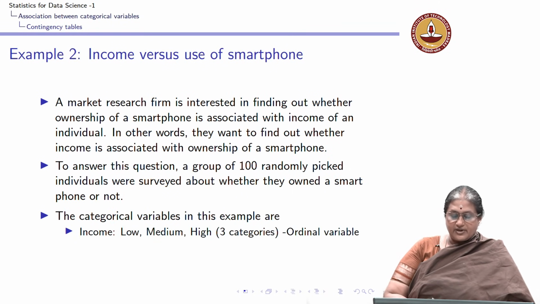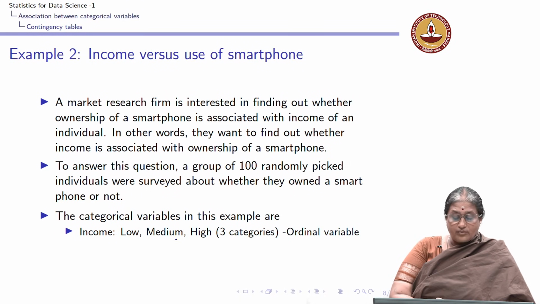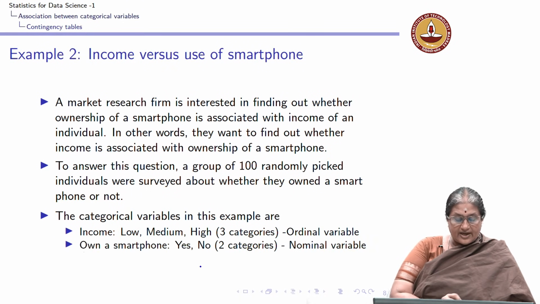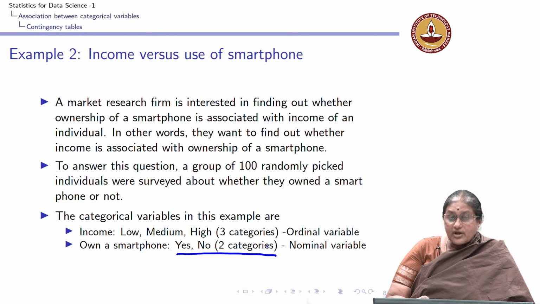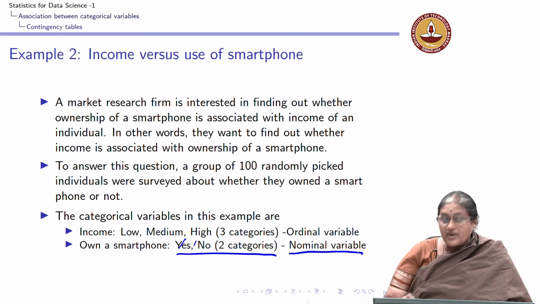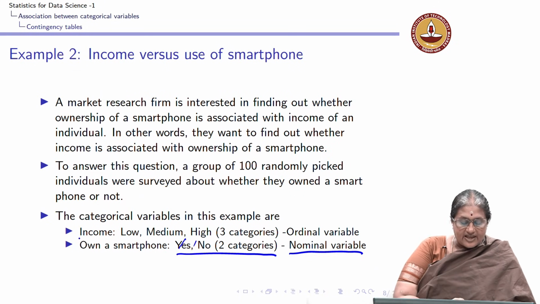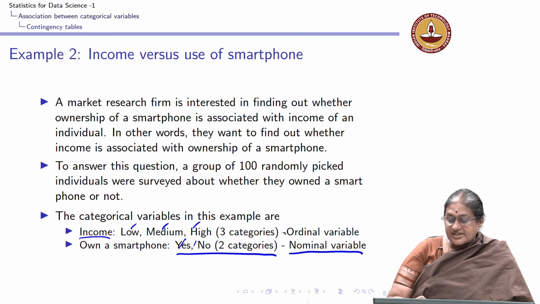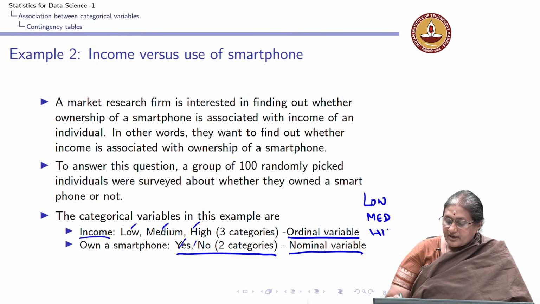Again the categorical variables are income, which is low, medium and high, and the second categorical variable, whether you own a smartphone or not. This variable, whether you own it or not, has two categories, the yes category and the no category. It is a nominal variable, whereas the income, which has three categories, low, medium and high, is an ordinal variable because there is an order in low, medium and high, because low income is lesser than medium income, which is lesser than high income.